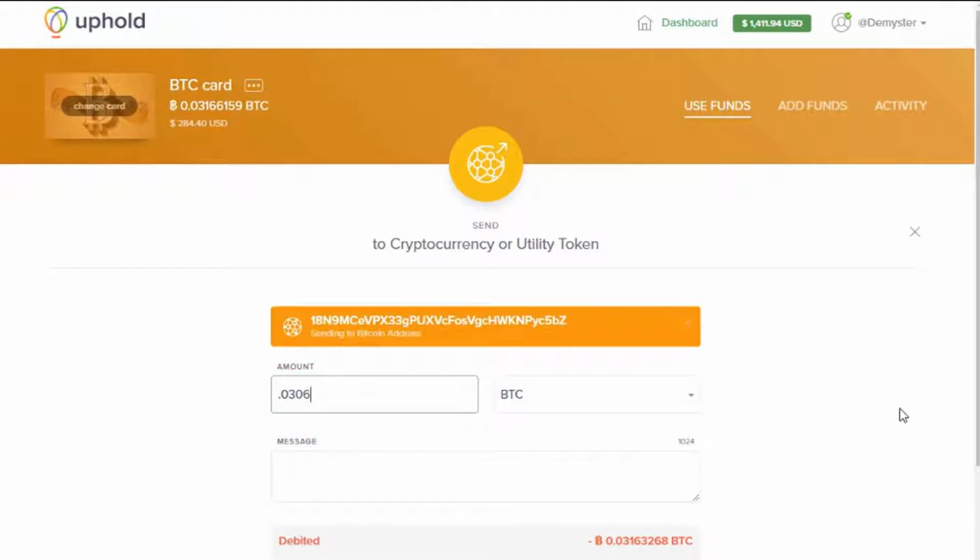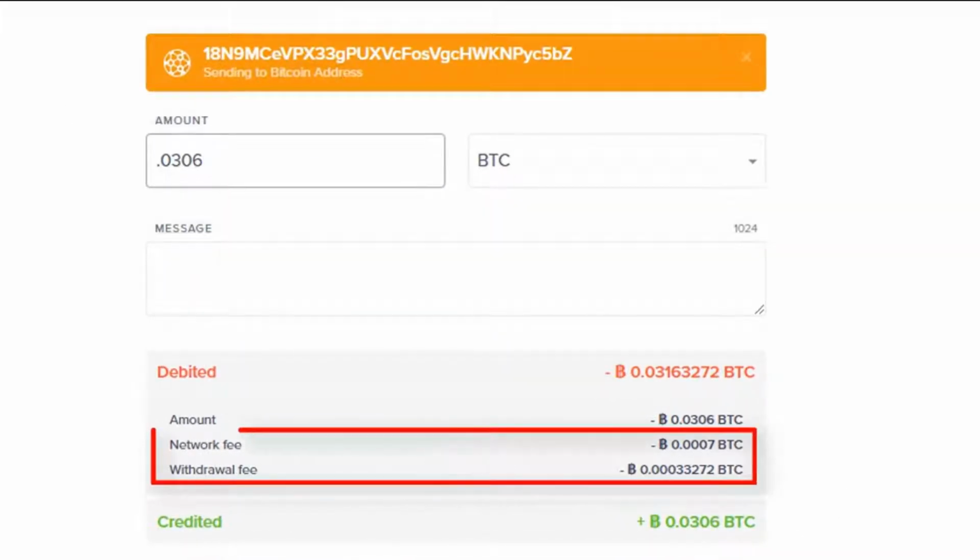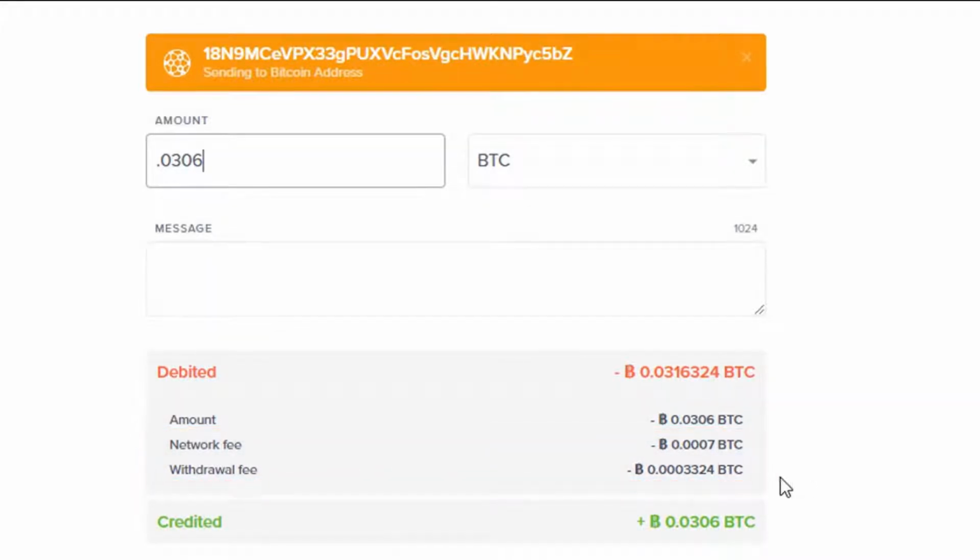Notice down here the fees that you'll pay. You'll pay a network fee, that's the miner fee, and also a withdrawal fee from the particular exchange. In this case, it's going to be about $10. So you don't want to send just 20 bucks or 30 bucks worth of Bitcoin.